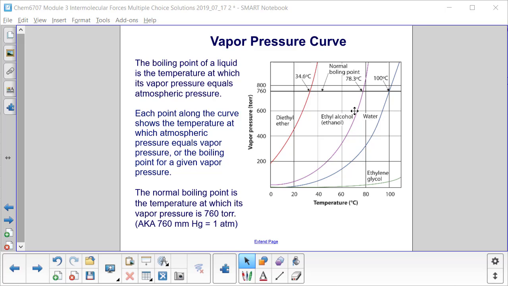Each point along the curve shows the temperature at which atmospheric pressure equals vapor pressure, or the boiling point for a given vapor pressure. The normal boiling point is the temperature at which its vapor pressure is 760 torr, or that standard atmospheric pressure of 1 atmosphere.